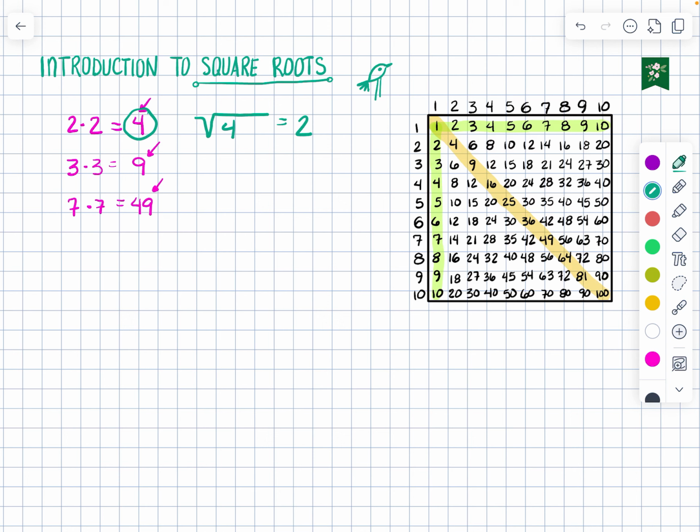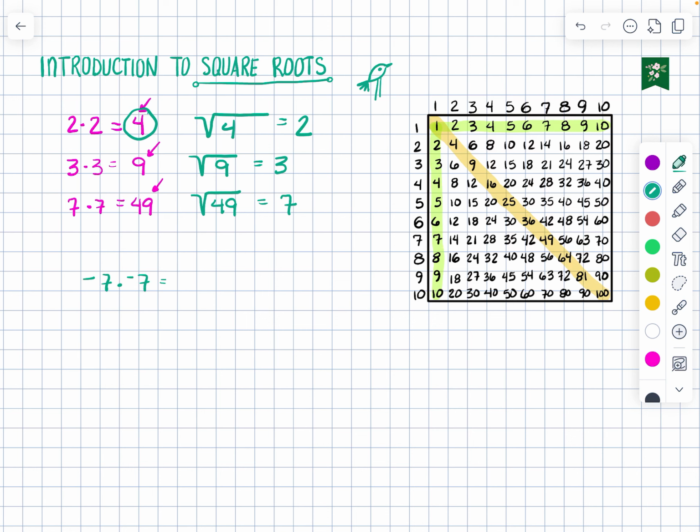All right? And let's look at this 9. We can say the square root of 9. What's the square root of 9? Or, in other words, what number times itself is equal to 9? Well, that number is 3. It's the same with 49. What's the square root of 49? That's equal to 7.